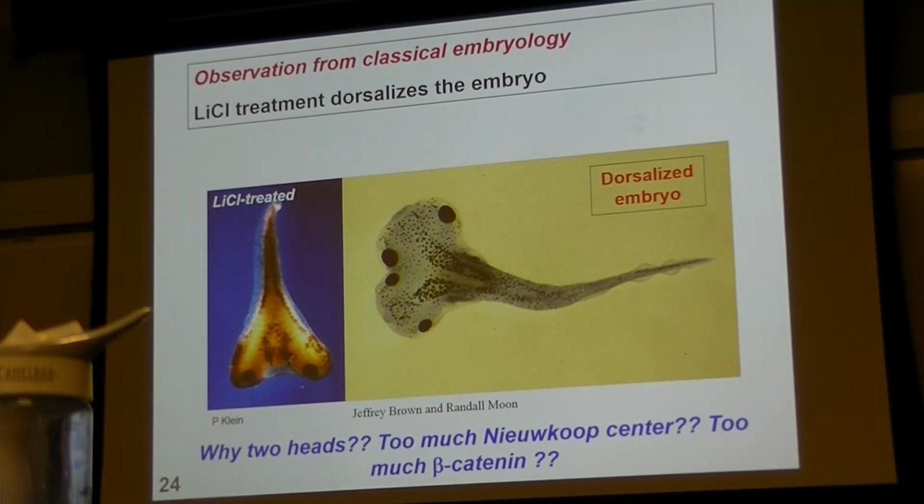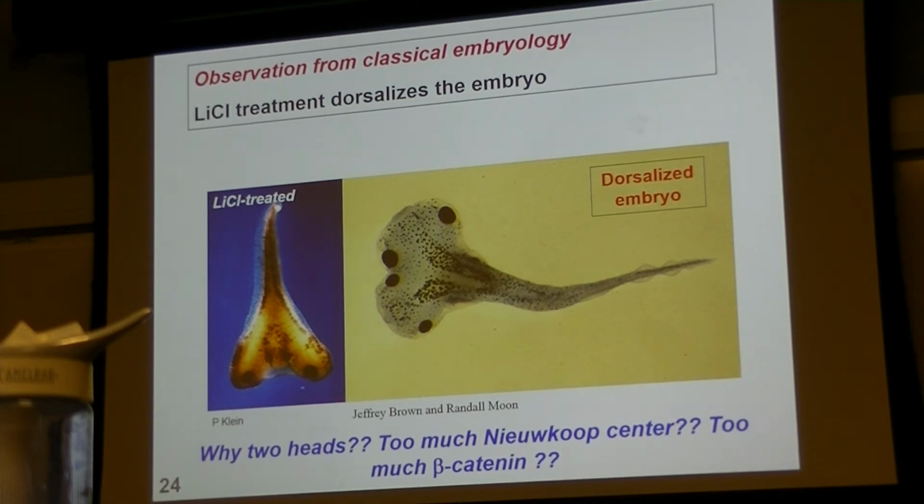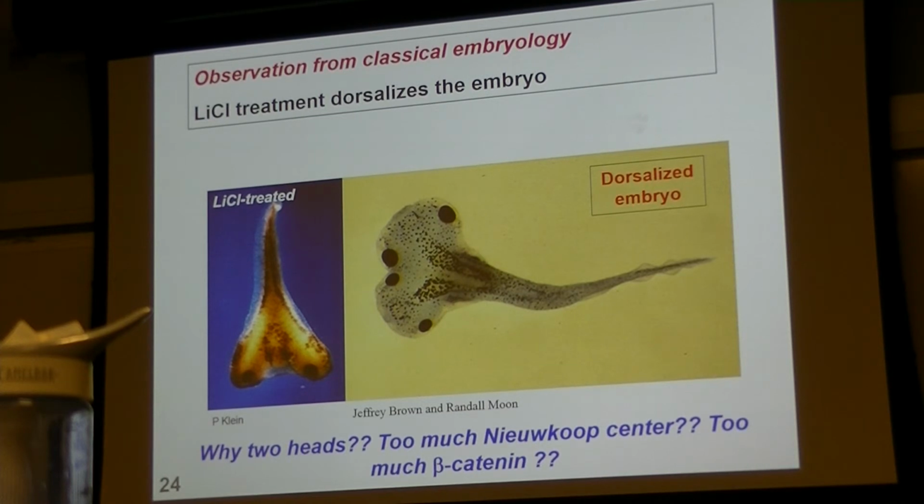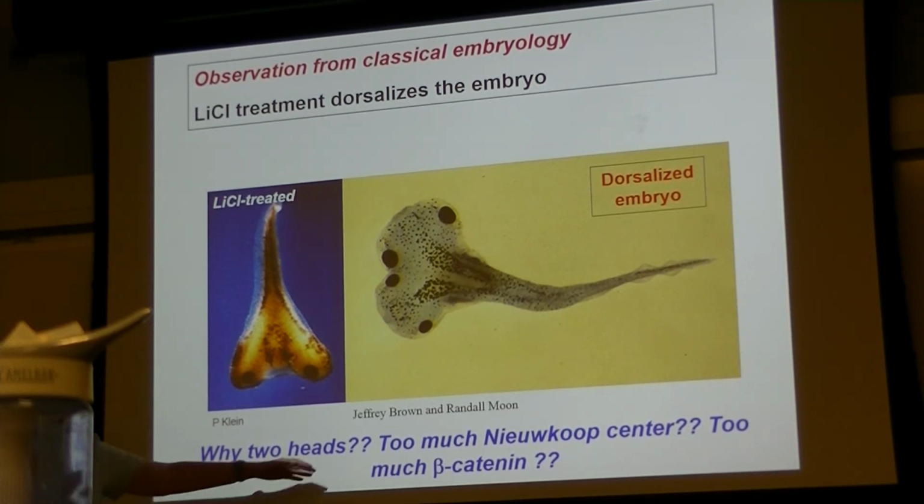So there was also this other classical observation. This experiment had been done and it could really never explain that lithium chloride treatment would dorsalize the embryo, would produce this two-headed phenotype here that we're characterizing as an overrepresentation of dorsal cell fates. And now that we know about beta-catenin, we could hypothesize what might be going on here. Do we somehow develop too much of the nucleus center signaling within the embryo? Would we, in fact, produce too much beta-catenin, now that we think beta-catenin is a very critical factor, both necessary and sufficient to establish the nuclear center?